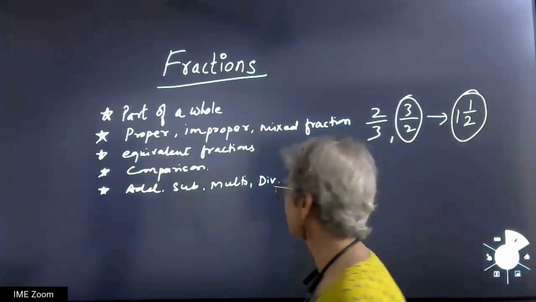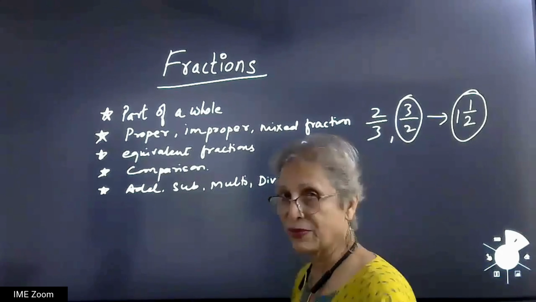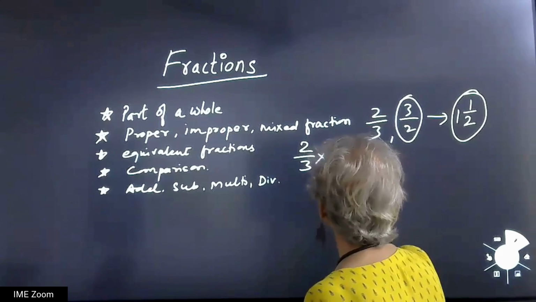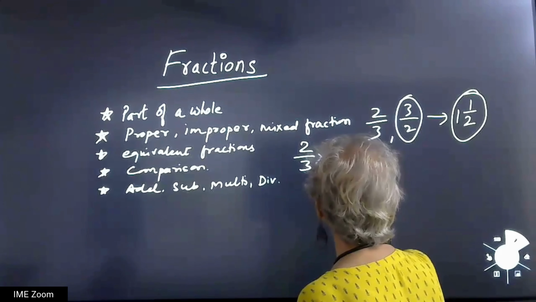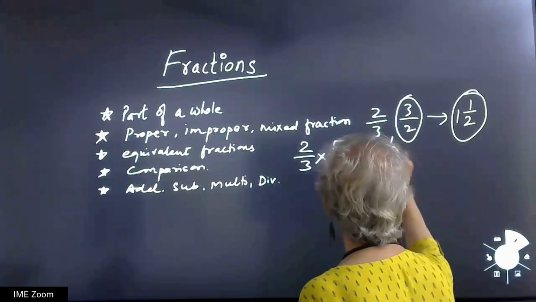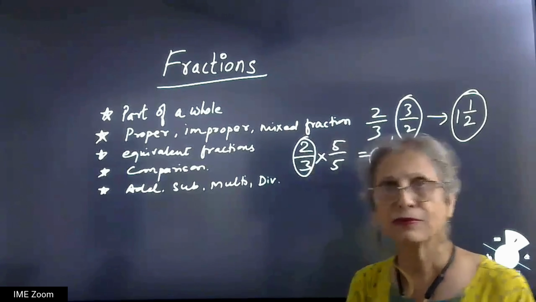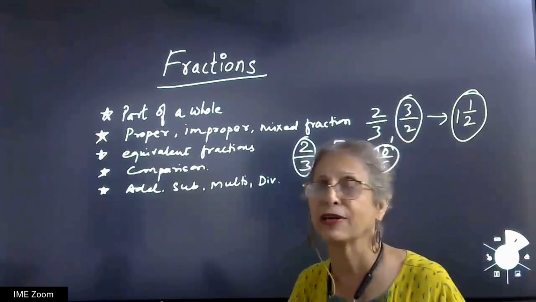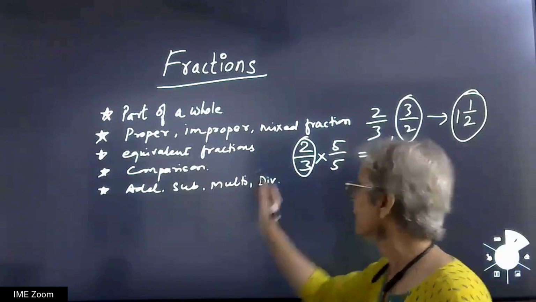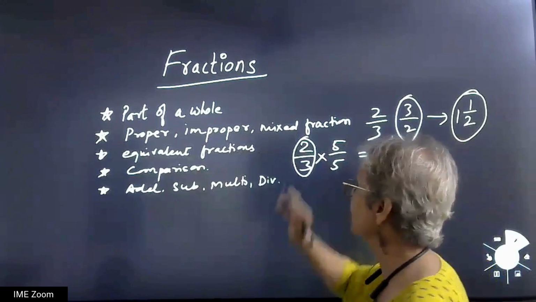Then equivalent fraction. In a given fraction, if you multiply numerator and denominator by the same number, say I'll multiply this by 5 upon 5, so I will get 10 upon 15. This is the equivalent fraction of 2 by 3. You will get an infinite number of equivalent fractions. If you multiply numerator and denominator by any number, the fraction which you get is equivalent to the original.